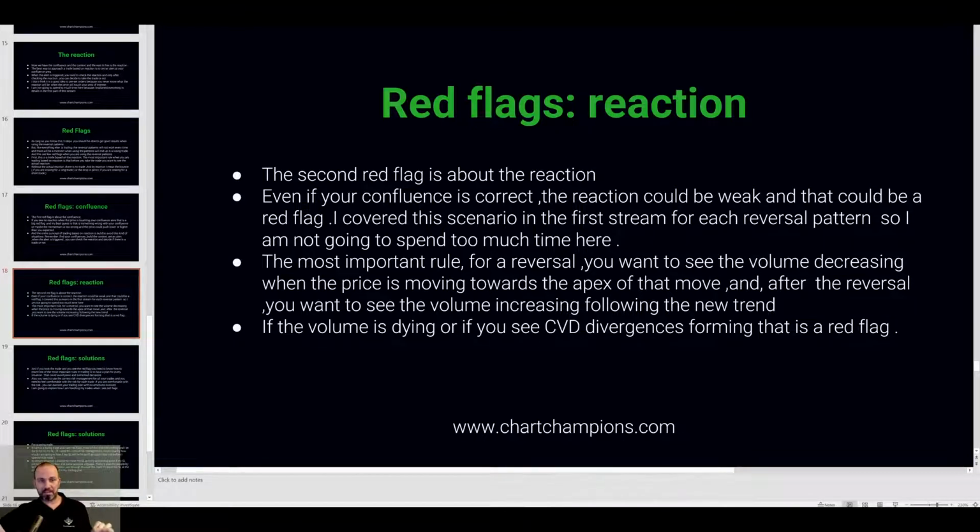But yeah, this is definitely a red flag, and I talked about this in the first stream. But those are the most important. So you want to see the volume decreasing, and then after the reversal, you want to see the volume increasing following the new trend, following your trade. Or if you already took the trade and you see the volume dying, or if you see bearish CVD divergences, if we're talking about a long, or bullish CVD divergences after the drop, if we're talking about a short, that could definitely be a red flag.